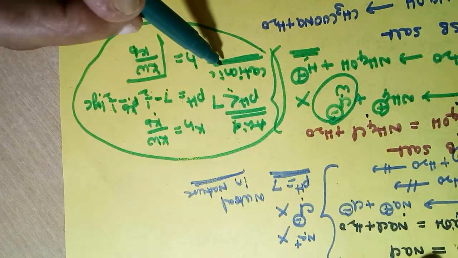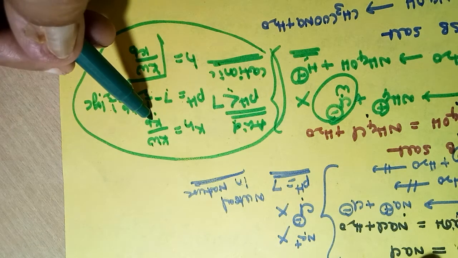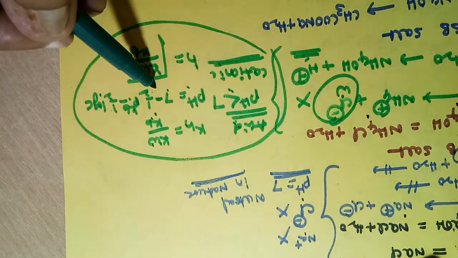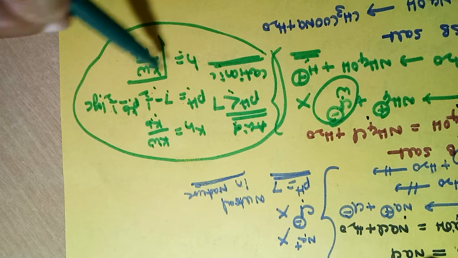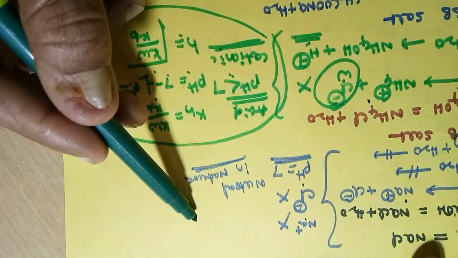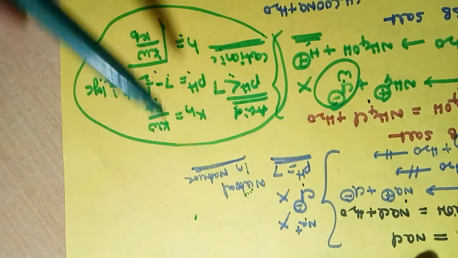Acidic in nature. Here cationic hydrolysis will take place. Hydrolysis constant is equal to Kw by Kb. The pH value we can calculate by using this principle: 7 minus half pKb minus half log C. Next, degree of hydrolysis we can calculate by using Kw by Kb. Here such principles are not there because it is not hydrolyzed. Cation or anion is not hydrolyzed.